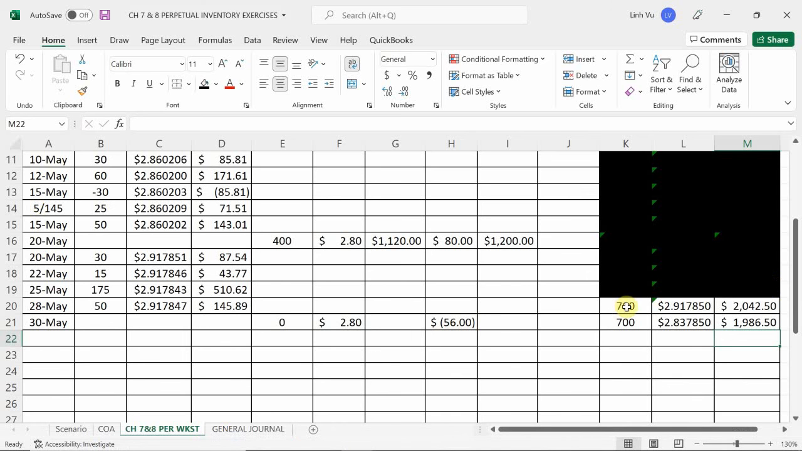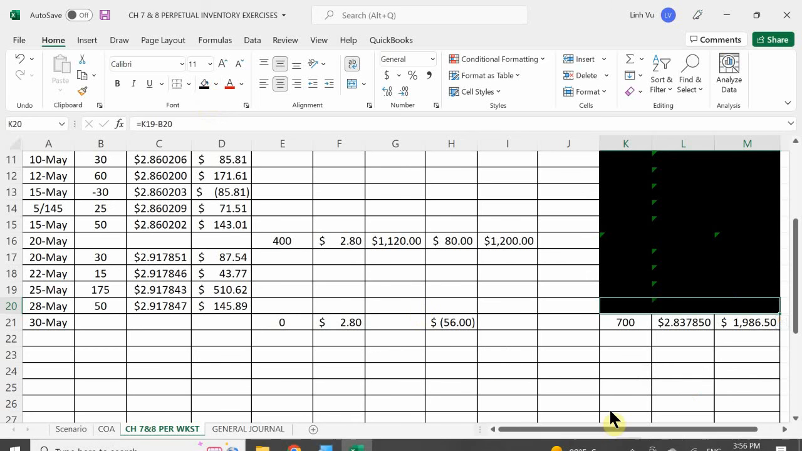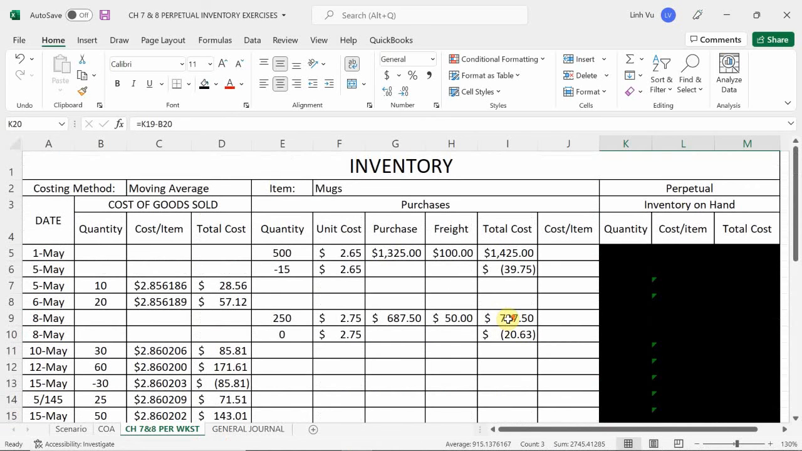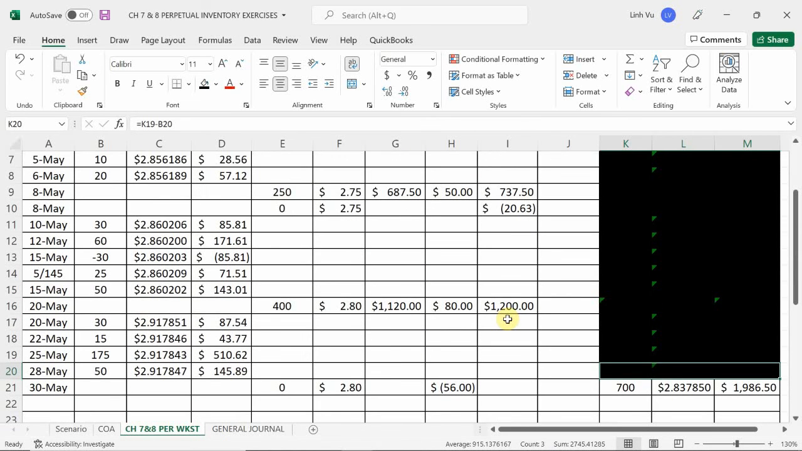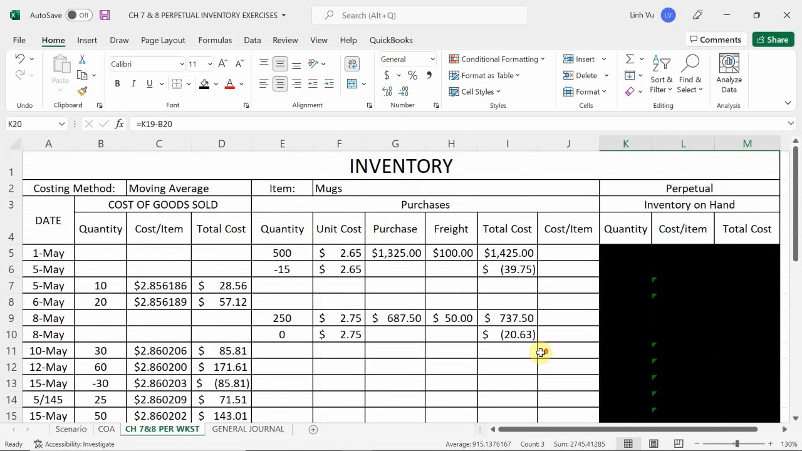Okay, and now we are finally done. Any questions in regards to what happens when we have purchase discounts, purchase returns and allowances, sales returns and allowances, and, well, sales discount doesn't have any effect, but this is what happens when we go through perpetual inventory and how it affects the inventory worksheet. Any questions?